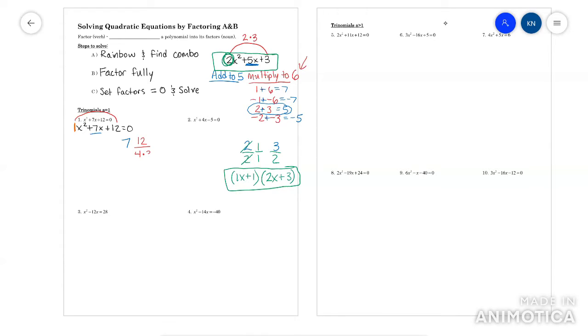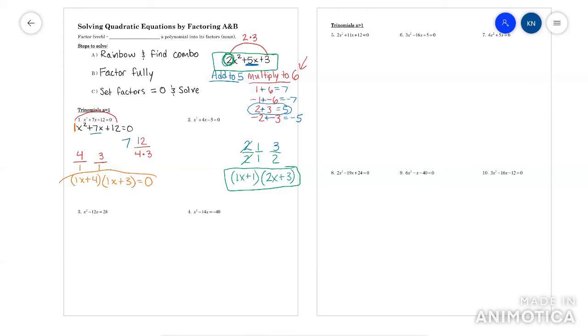4 times 3 makes 12 and adds up to 7. So these are my two numbers, 4 and 3. I put them over my first a value, which was 1. And then I write the bottom number, x, then top number.